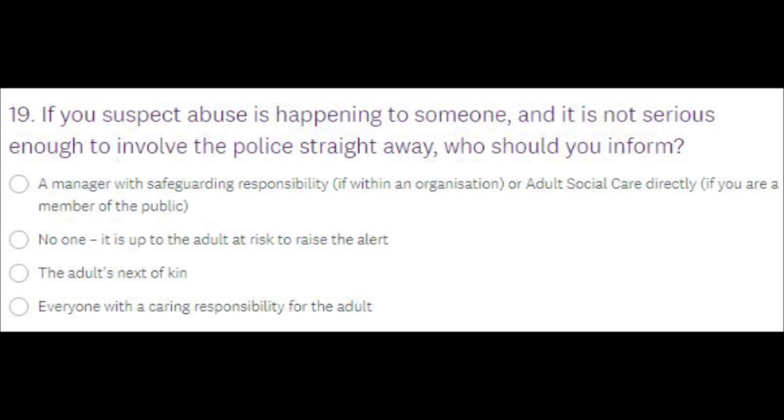So you are not supposed to inform everyone. Anyways, I'll come to the answer. Option A is the right answer. That is, a manager with safeguarding responsibility, that is within an organization, or adult social care directly if you are a member of the public.